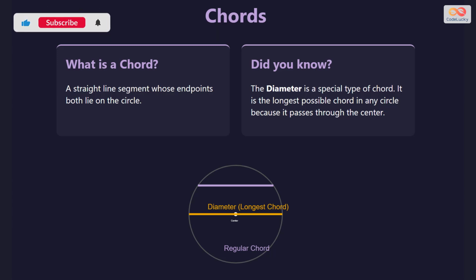Finally, let's look at chords. A chord is simply a line segment connecting any 2 points on a circle. It does not have to go through the center. However, if a chord does pass through the center, it becomes a diameter. In fact, the diameter is the longest possible chord you can draw in a circle.